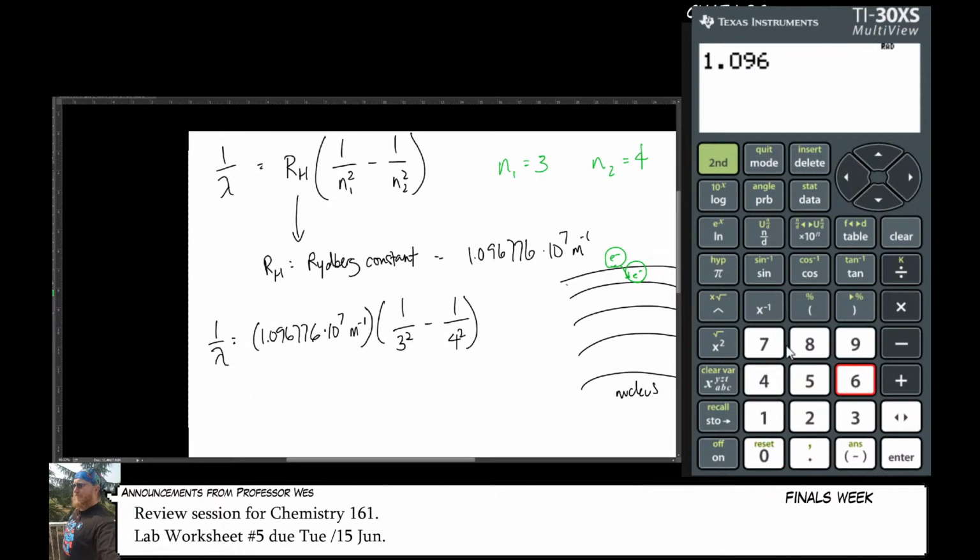So 1.09678 times 10 to the 7. We're going to multiply that by... So I want 1 over 3 squared. So there's two ways to do this. So you could do this, 1 over 3 squared. But that's kind of cumbersome to do, so this is what I do instead.